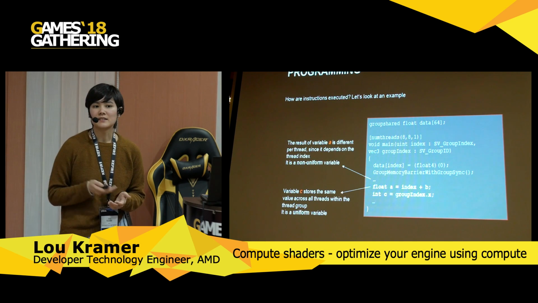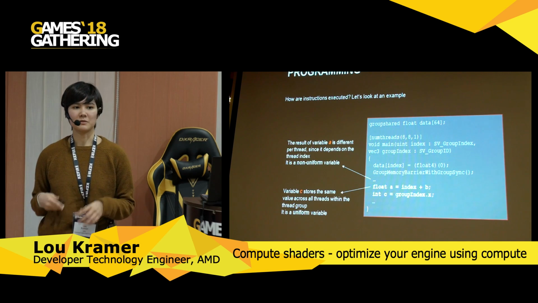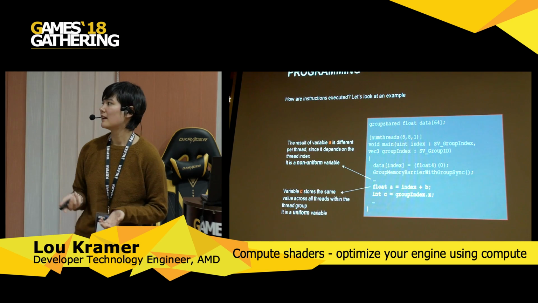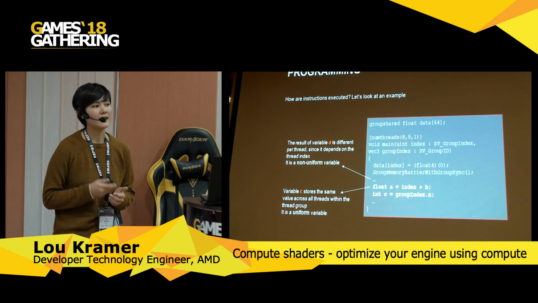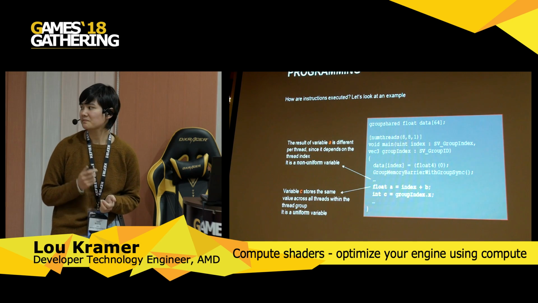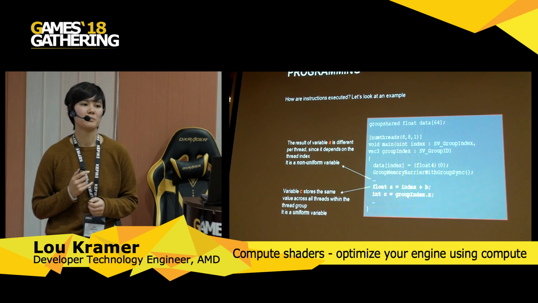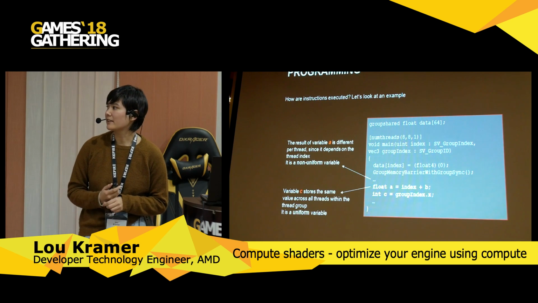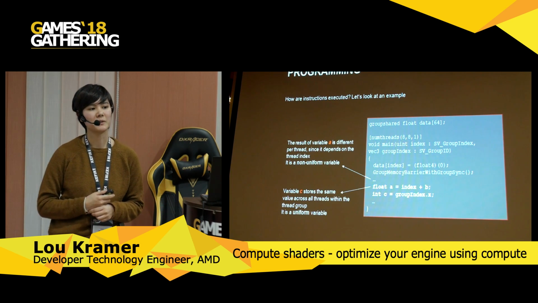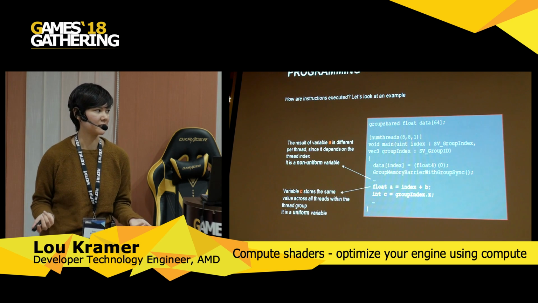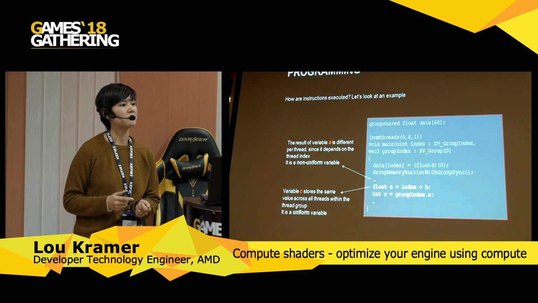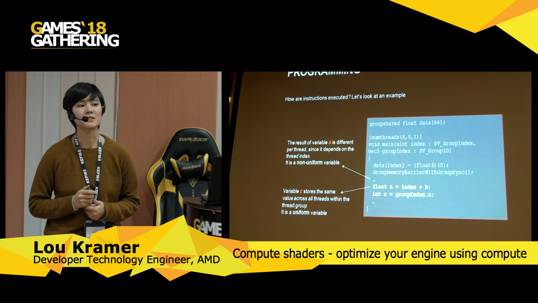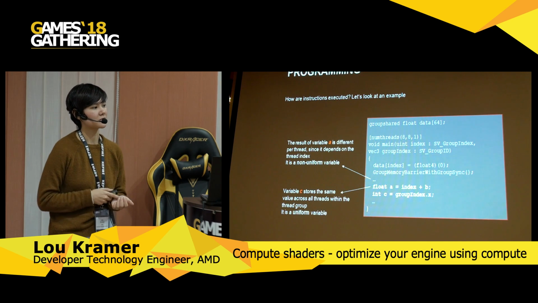So index is the 1D index of the thread within the thread group. So it's per thread. And group index is the ID of the thread group. So what can we note here? Well, float A is different per thread because it's based on the thread ID, right? But integer C is the same for each thread of this wavefront because it's the ID of the thread group.